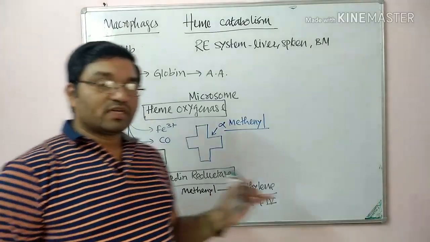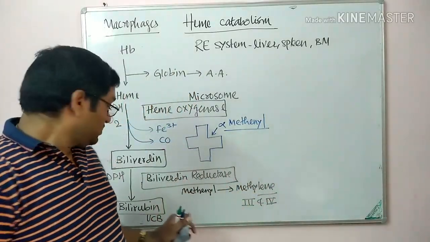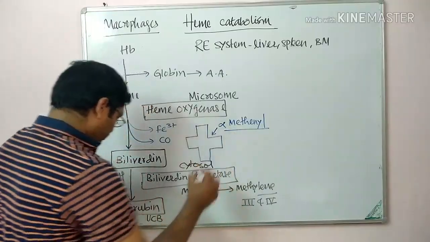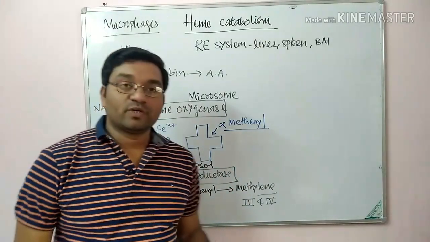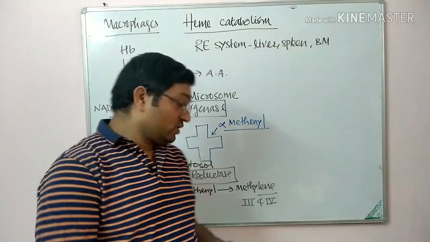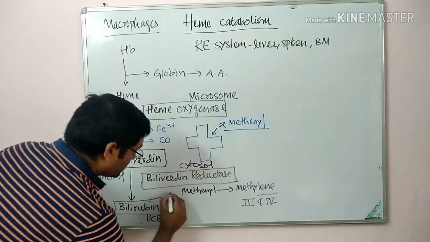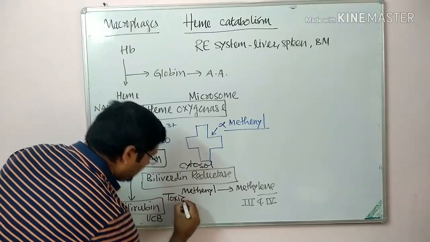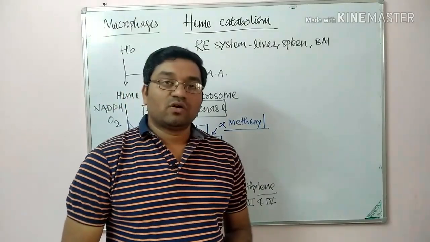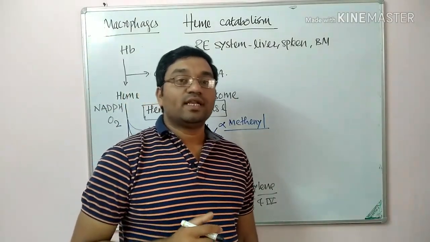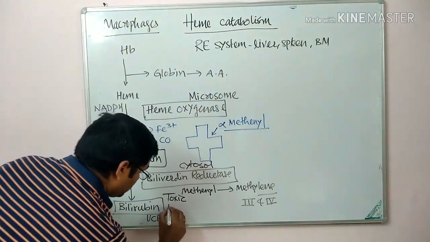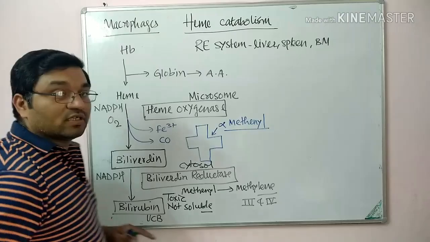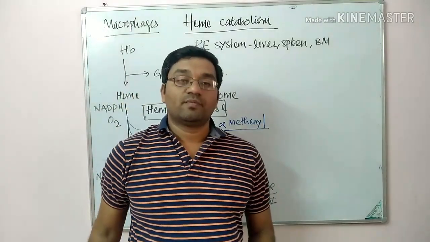So bilirubin is produced in the macrophages, and this is a cytosolic enzyme. The bilirubin produced in the macrophages is known as unconjugated bilirubin. This bilirubin is toxic, not soluble in water, and soluble in lipid. That's why it has to be removed from the body.